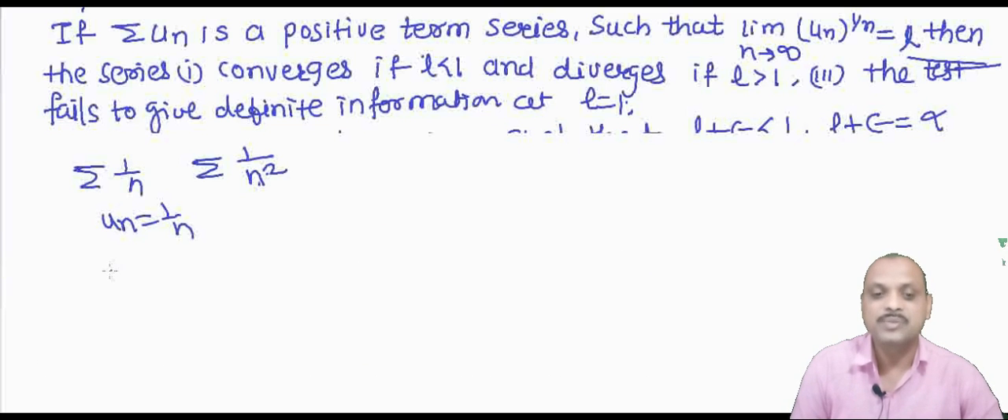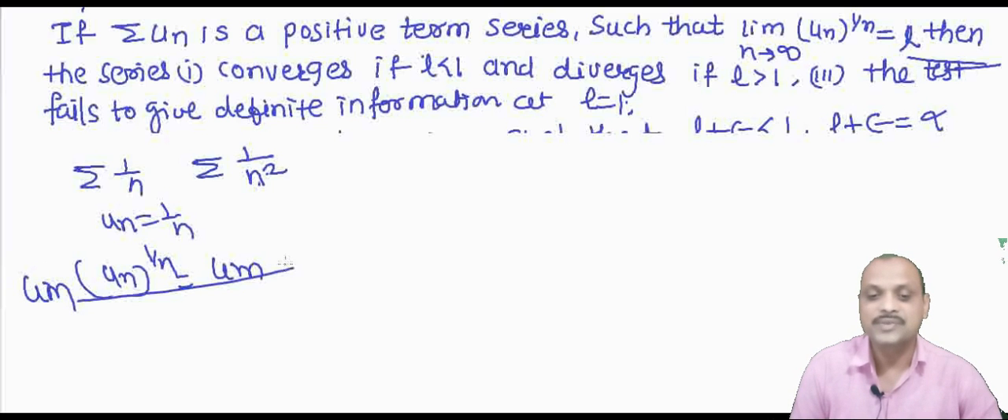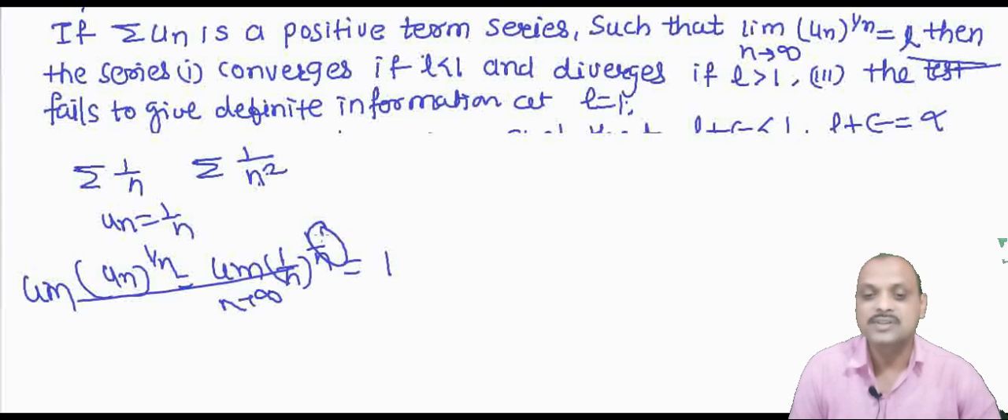If we take the limit of this u_n raised to 1 by n, suppose I am going to take the limit of this term, limit of (1 by n) whole raised to 1 by n as n tends to infinity. So this is equal to 1, as this becomes 0. So here we get 1.